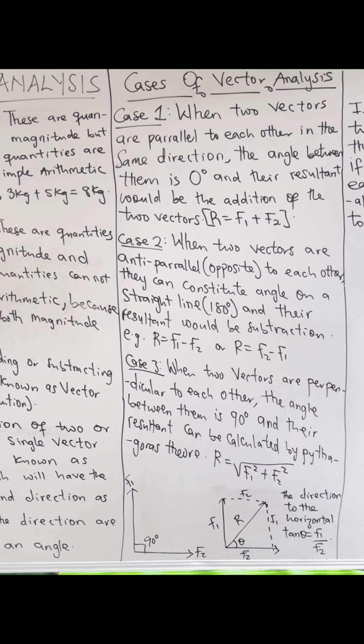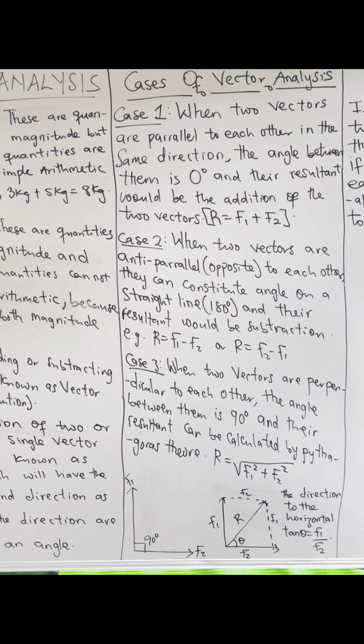Now, the first case is that when two vectors are parallel to each other in the same direction, the angle between them is 0 degrees. So the angle between two parallel vectors is 0 degrees. And if you want to get the resultant of two parallel vectors, you are going to add the two vectors together. But when we have two vectors that are anti-parallel, that is, opposite to each other, their resultant will be gotten by subtraction, either F1 minus F2 or F2 minus F1. You are going to be writing the highest force before the smallest force. So that is why it can be F1 minus F2 or F2 minus F1.